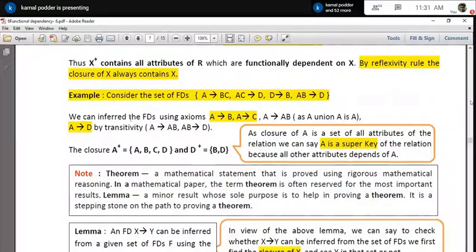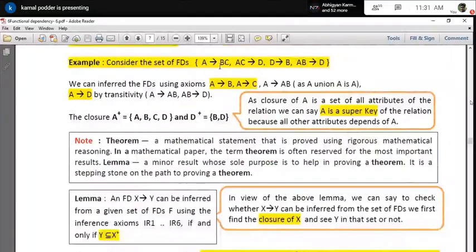Suppose I have FDs like this. There is a relation which contains columns A, B, C, D, and I have found only 4 FDs. Now I try to find out the closure of A and the closure of D. By applying those rules, I can find out which FDs we can infer from these particular FDs.